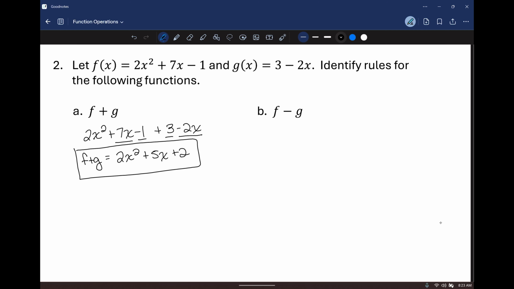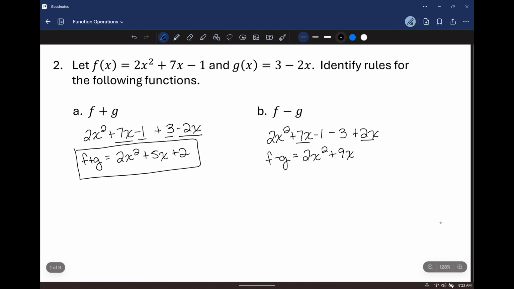All right, I'm going to kill 2 birds with 1 stone here, and I'm going to take my f of x, which is 2x squared plus 7x minus 1, but I'm going to go ahead and distribute that negative as I write down g. So I have a positive 3, now I have a negative 3. I have a negative 2x, now I have a positive 2x. It's kind of doing 2 steps in one. If you can't do that, then just write it down and then distribute just like we did on 1b. So I have 2x squared, and then I have a 7x and a 2x, which makes 9x, and a negative 1 and negative 3, which makes negative 4.